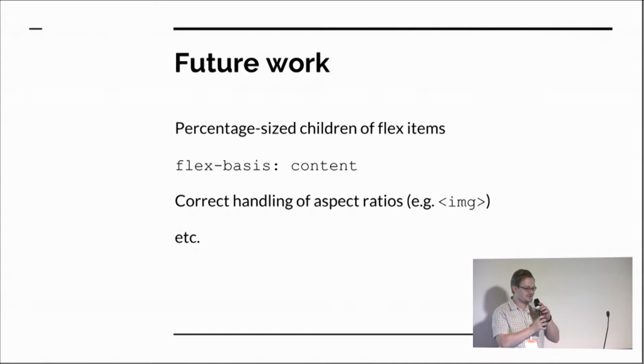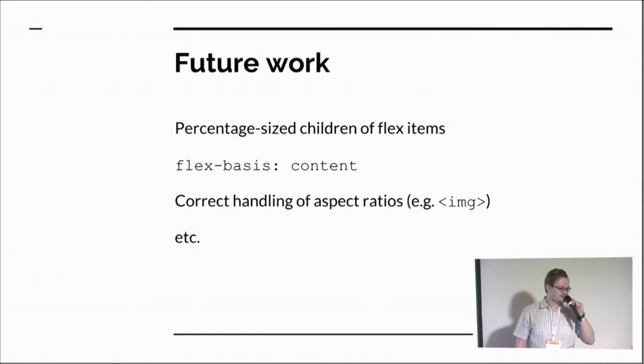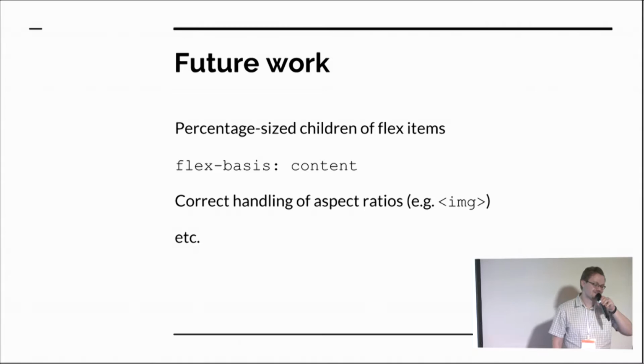Percentage size children of flex items is somewhat important. People keep complaining that we don't get that right. Flex spaces content is probably less important. It's a relatively small feature. And then aspect ratios, we don't handle those quite right. Various other minor things that are missing. That's it.